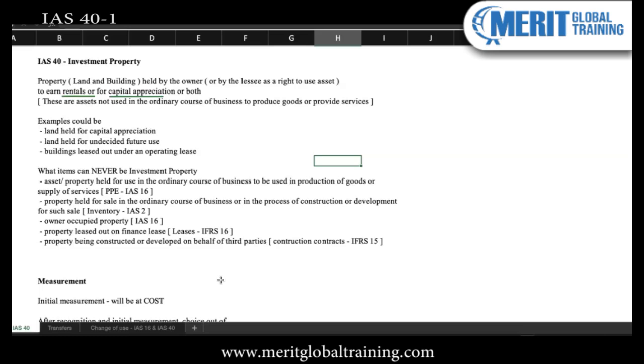And property being constructed or developed on behalf of others. If I'm into the business of construction, I'm constructing houses, I'm constructing commercial premises, and these are semi-finished or work in progress premises, still these are also not classified as investment property. So I prefer learning, instead of keeping in mind what all comes under investment property, because that could be a very wide field, I would prefer remembering what all items can never be investment property, and we have a list of those items. The best way to master this concept is to learn the 5 or 6 items here.